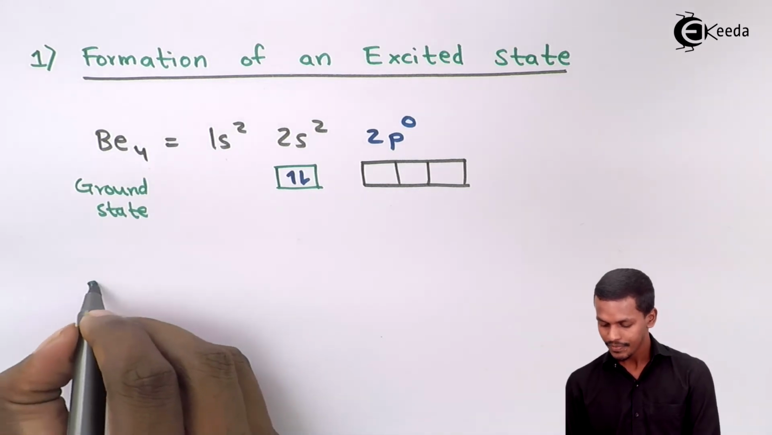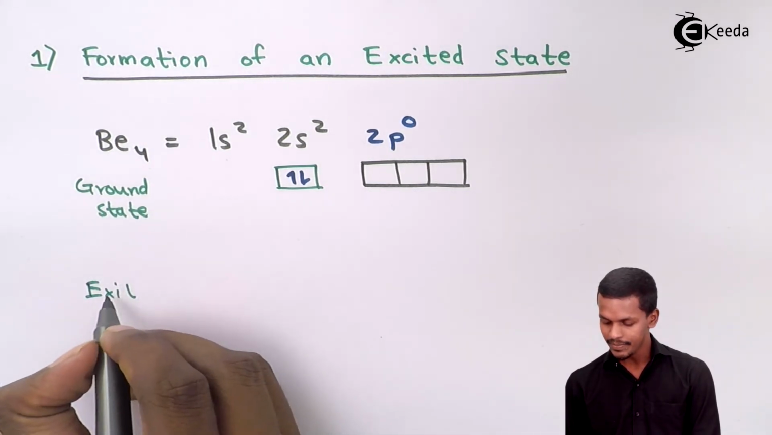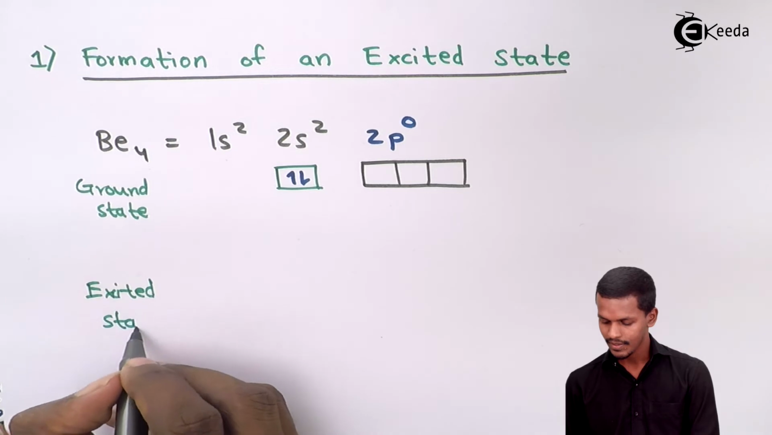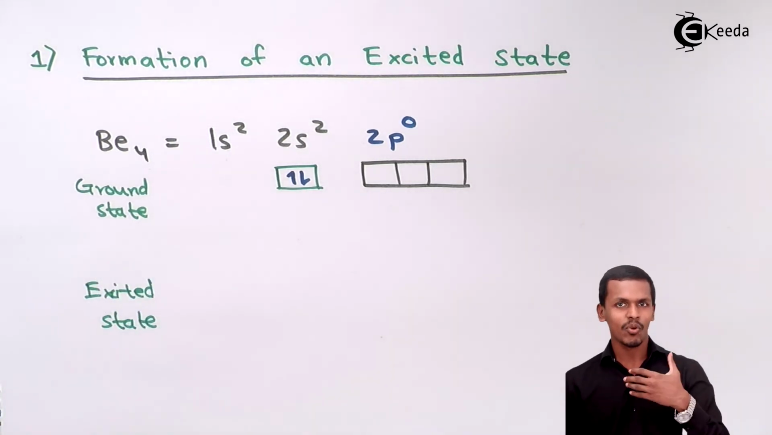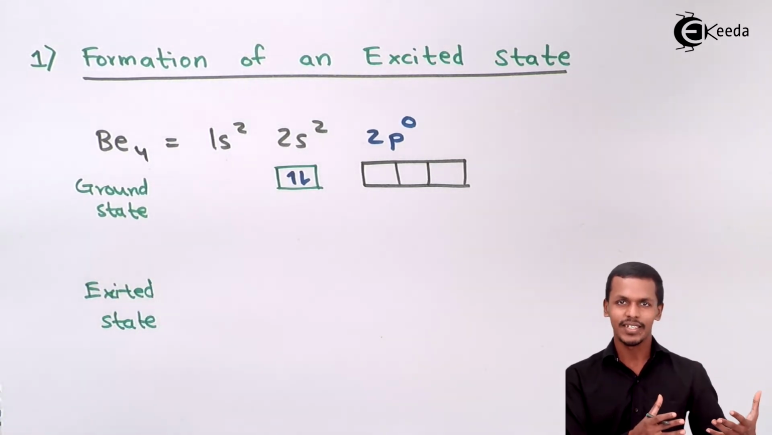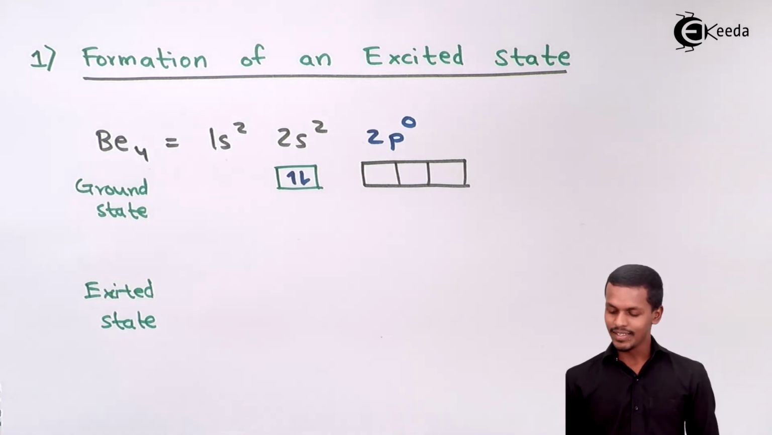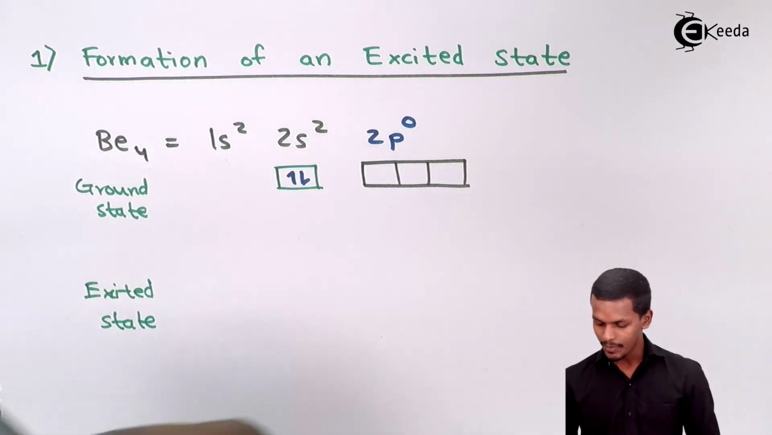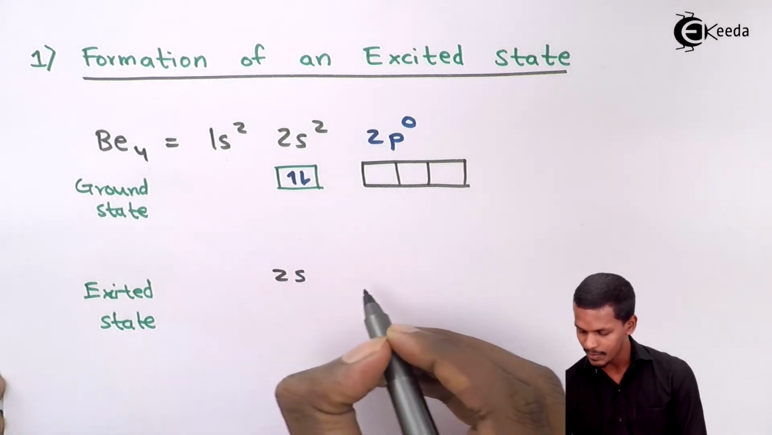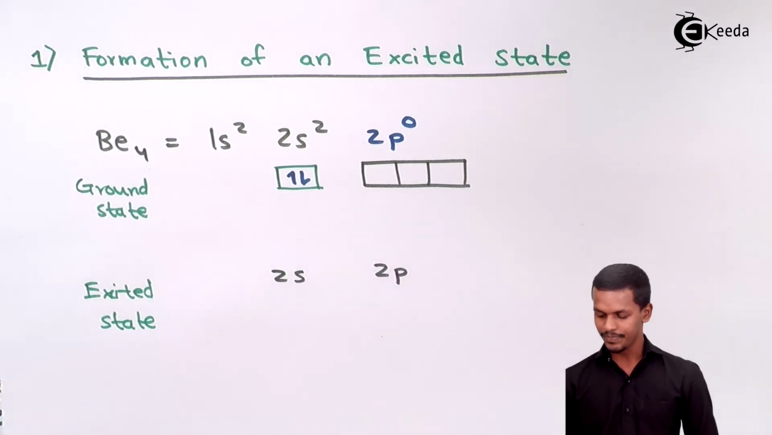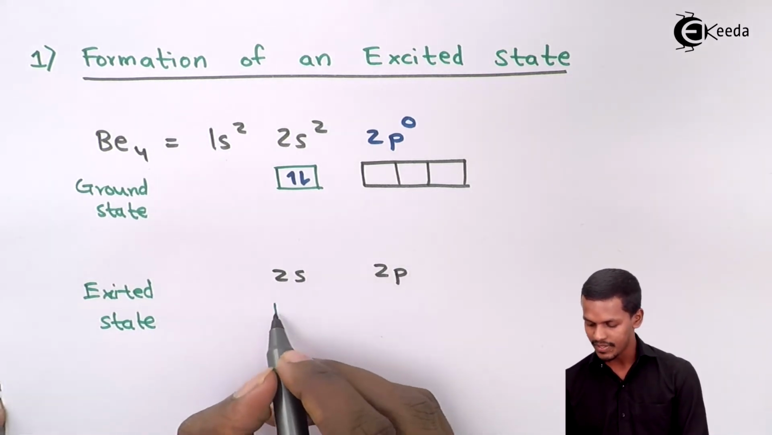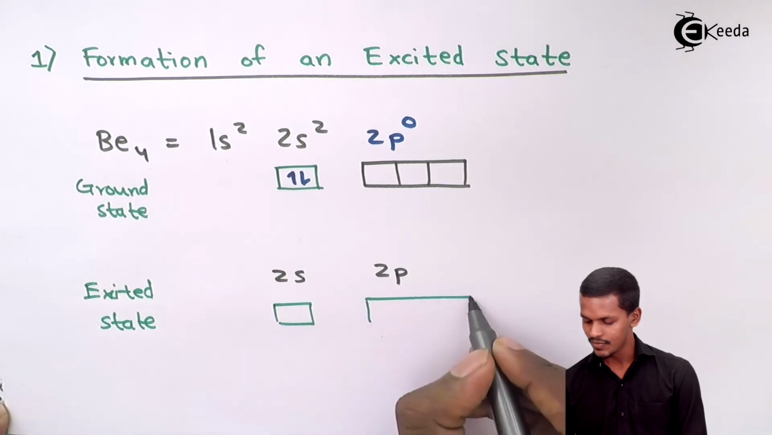So in the excited state, this is the one that will not be involved in the bond formation, because it is very near the nucleus. But this one is where we can form the bond with the chlorine atom. Here I am representing the 2s orbital, and here the 2p orbital. This is the orbital I am representing for s, and this is for p.